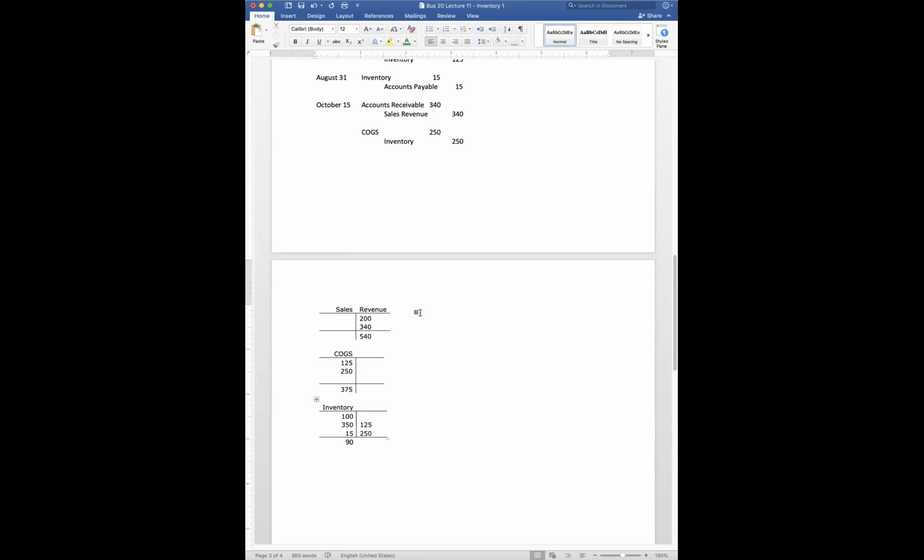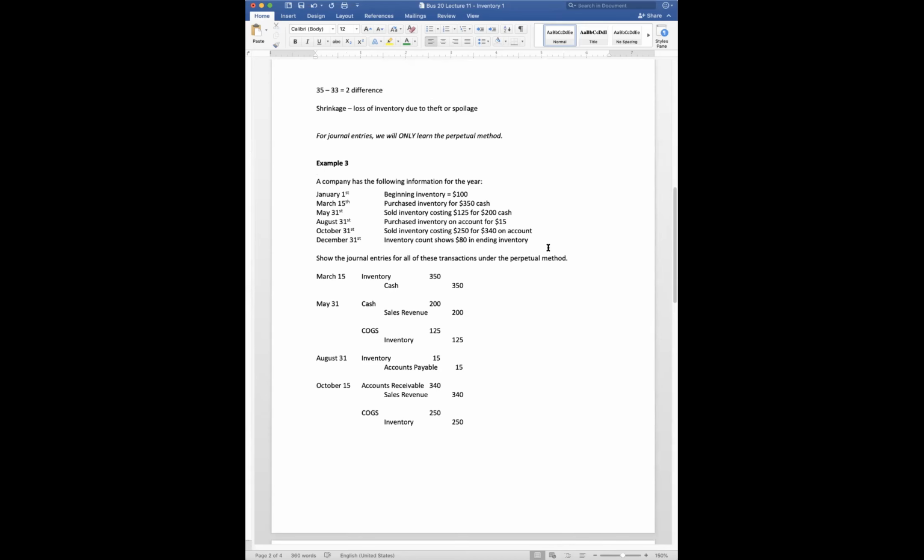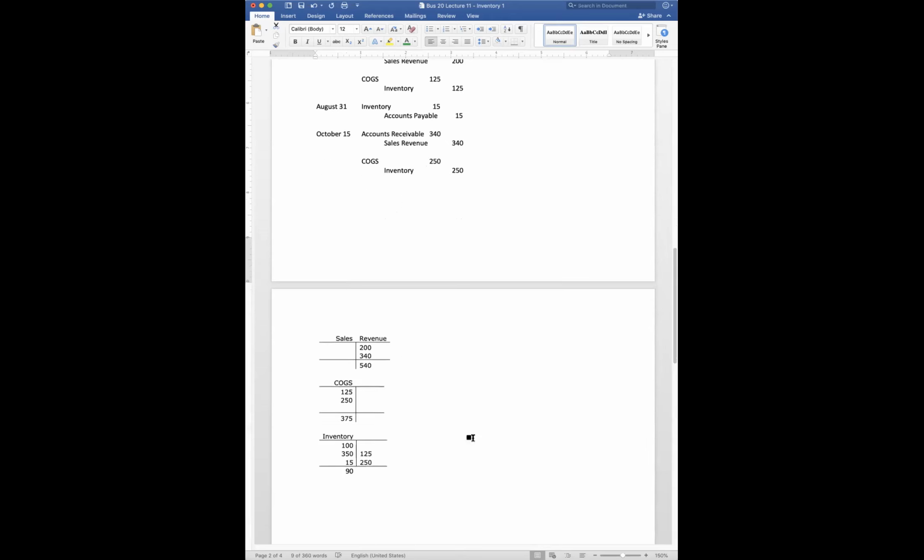Okay, is that the same as what our records, our count said? No, our count says we have $80 in ending inventory. So we have 90 here just from adding it up, but the count says 80. How is that possible? Well, the answer is there is shrinkage. We have lost some inventory.